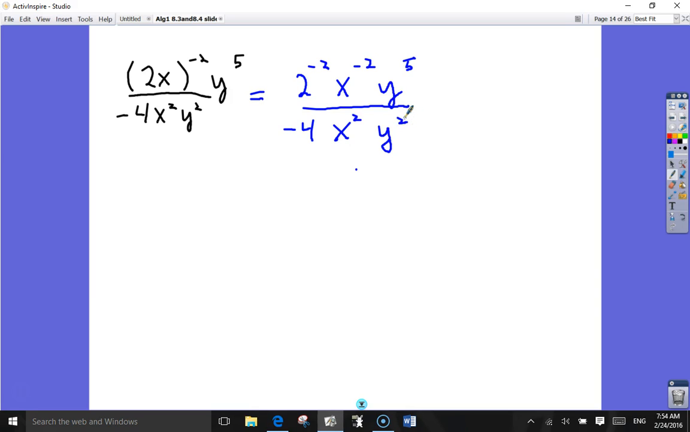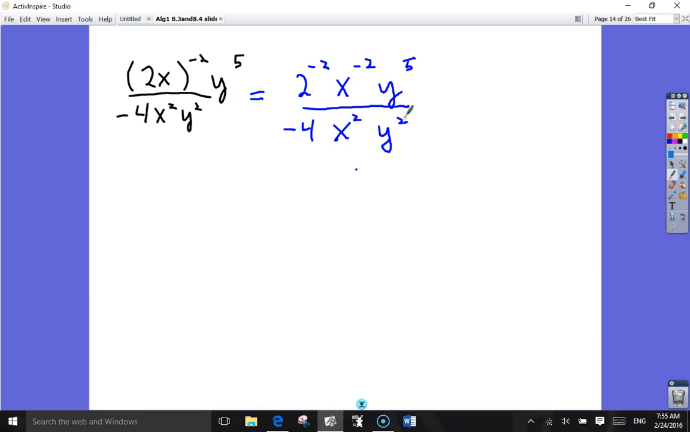Okay, what do you think we can do next? Can you add these exponents? No, they have different bases. Yeah, you could take the x to the negative 2 over x squared and subtract, right? Same thing here. So you can do that. And then what about this 2 to the negative 2? Make that a 1 over 2 squared, right?